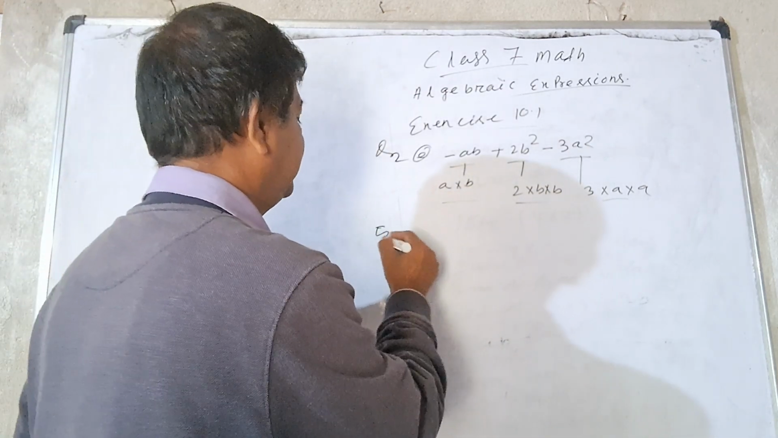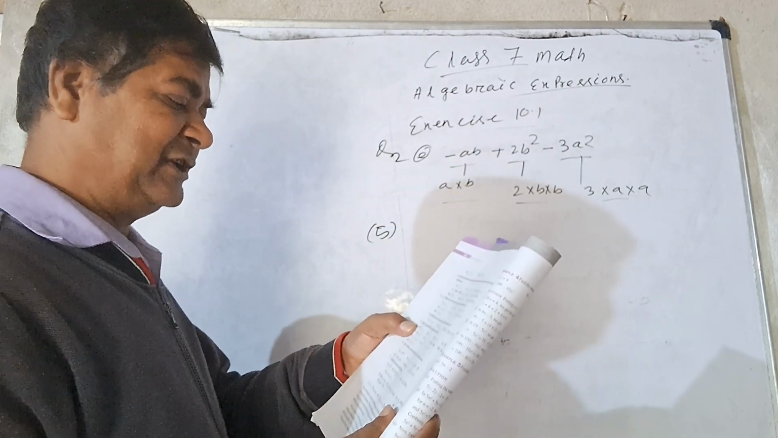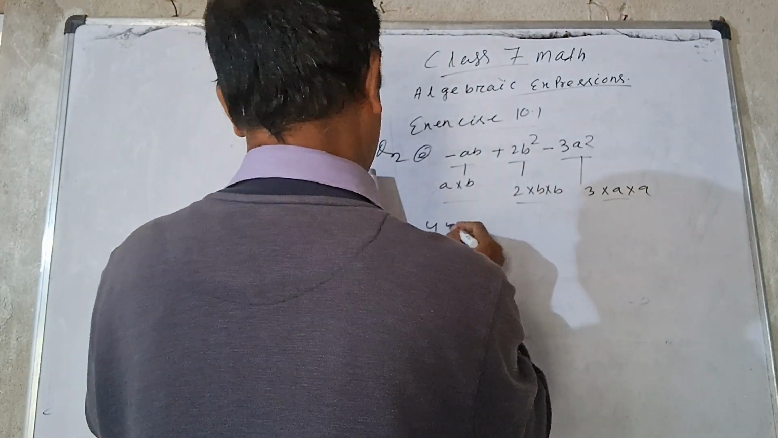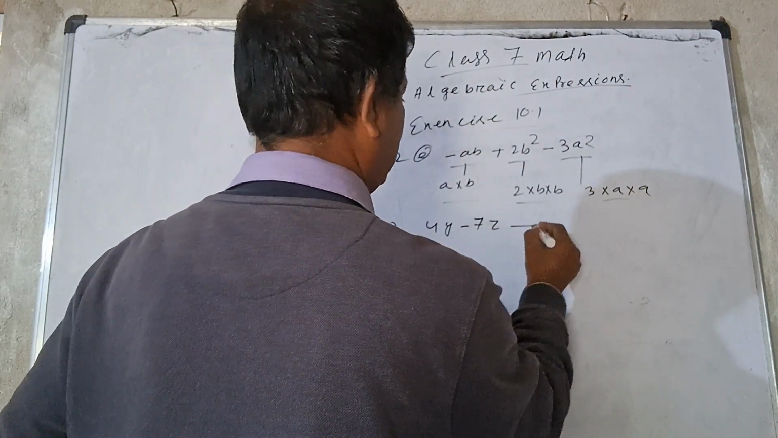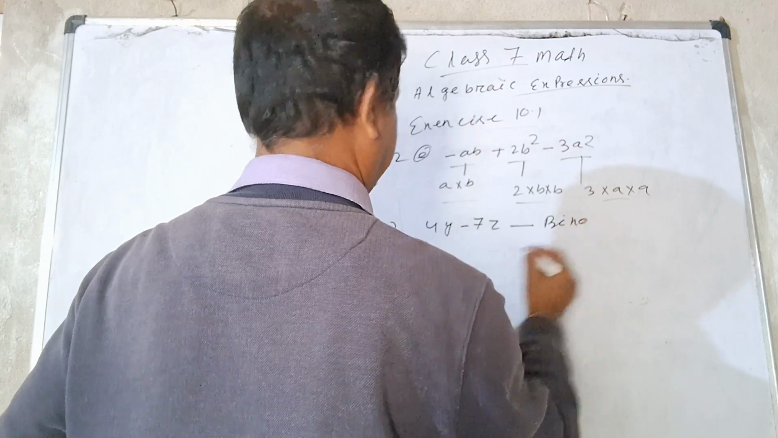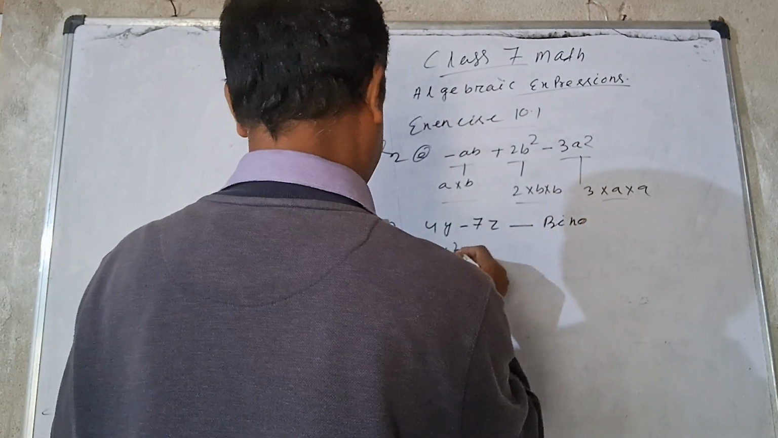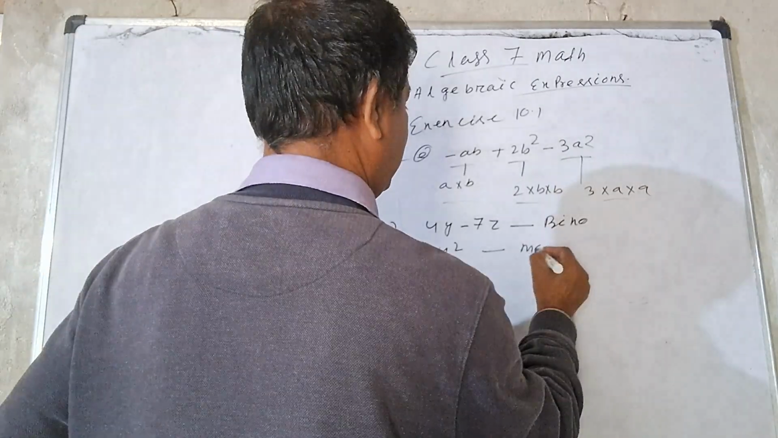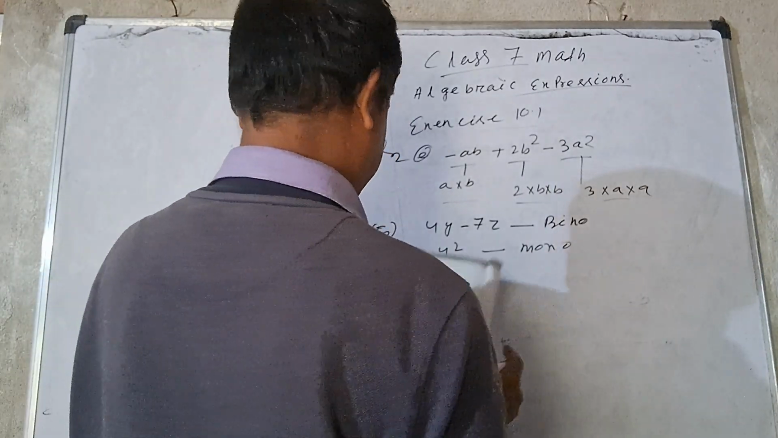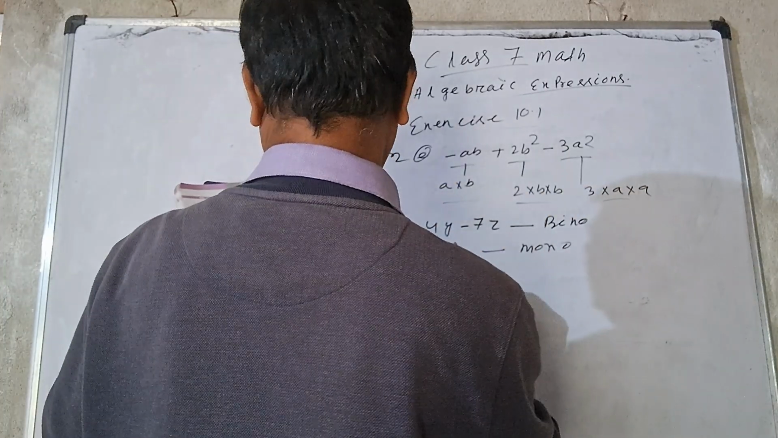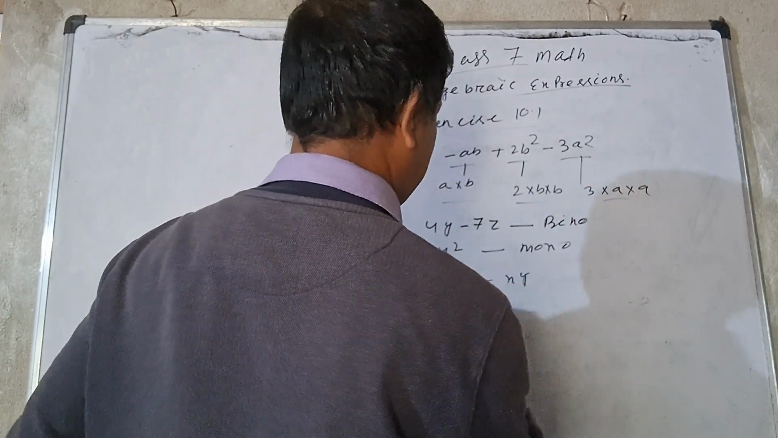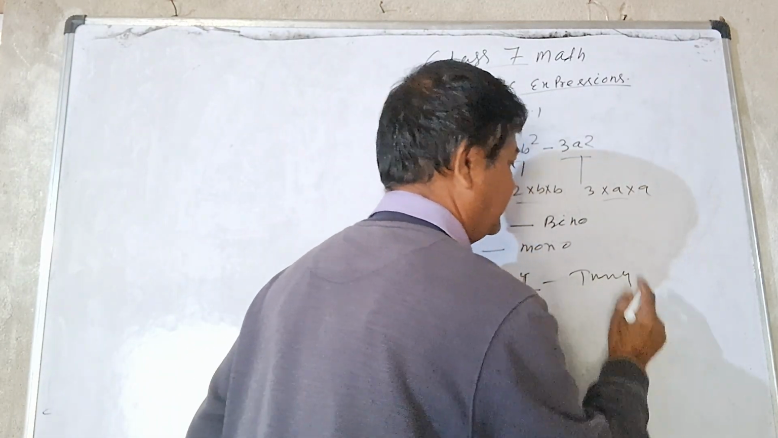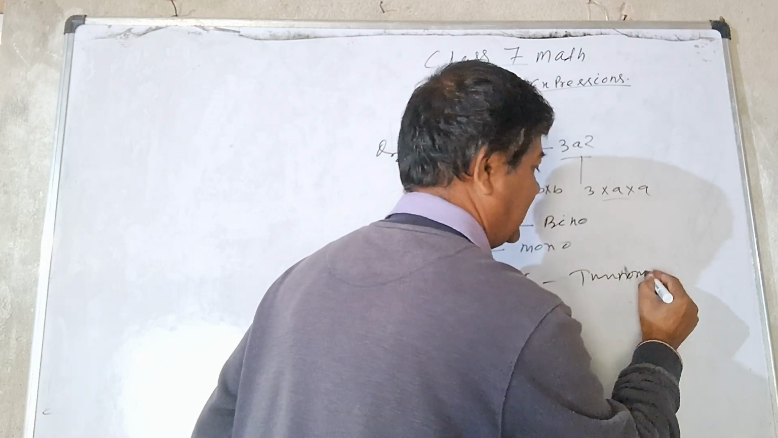Question number 5. Classify monomial, binomial and trinomial. It is given 4y minus 7z. There are 2 terms, which means a binomial. Similarly, 2y square, only one term, monomial. Third, x plus y minus xy. There are 3 terms: 1, 2, 3. Means trinomial.